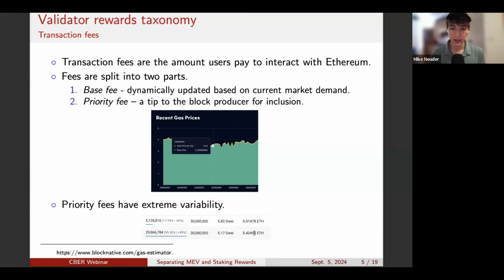So there's a 40x increase in priority fees between two slots. So this is 12 seconds apart. Just because I happened to be the proposer at one slot versus the next slot means I could have a 40x improvement in the amount of fees I earn during that slot, which is a wild amount of variability.